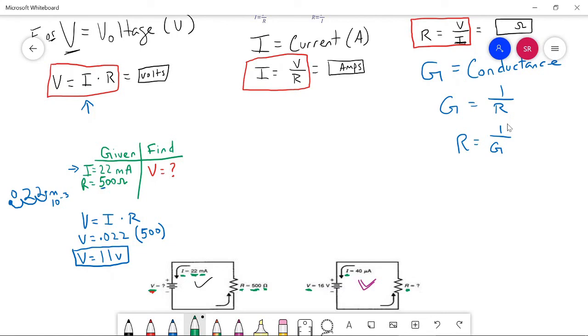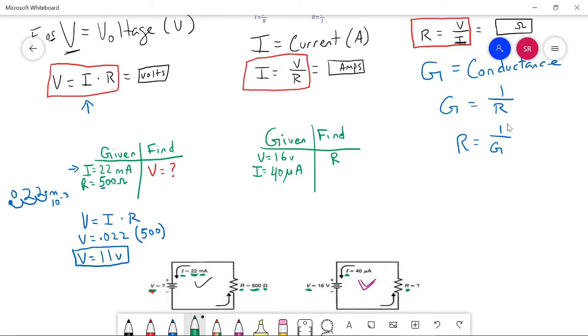All right, so let's set up a given and find chart for this guy. Let's do it here. Given, all right, and find. So what's my given? My voltage is given. I write it down. V is 16 volts. My current is given, right? I is equal to 40 microamps. And what do we have to find? Resistance. I gotta find my resistance.